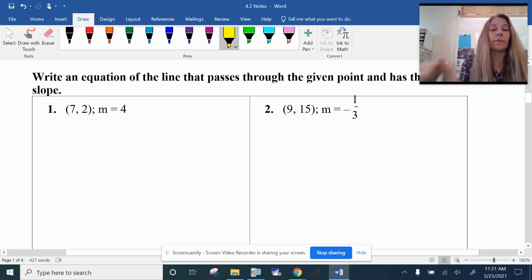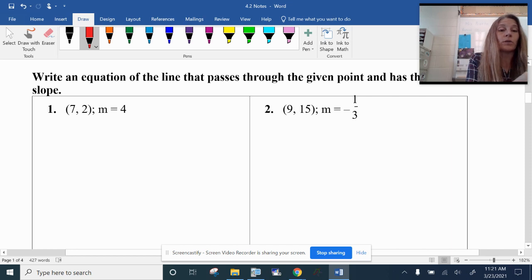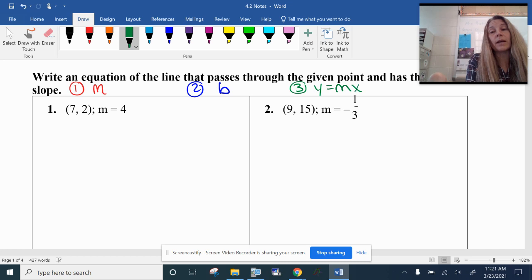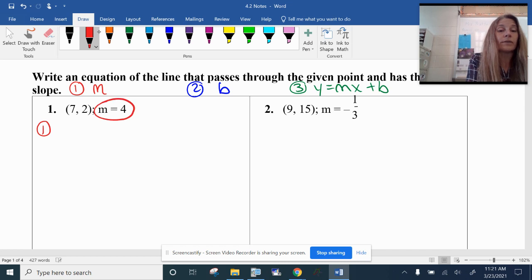Okay, so with that being said, let's go ahead and practice. The first thing we would always want to do is identify that slope. The second thing we want to find is that b value, and the third thing we want to do is write the equation in that slope-intercept form. Now in this case, the first step's already done for us. We have the slope there identified already as m equals 4.